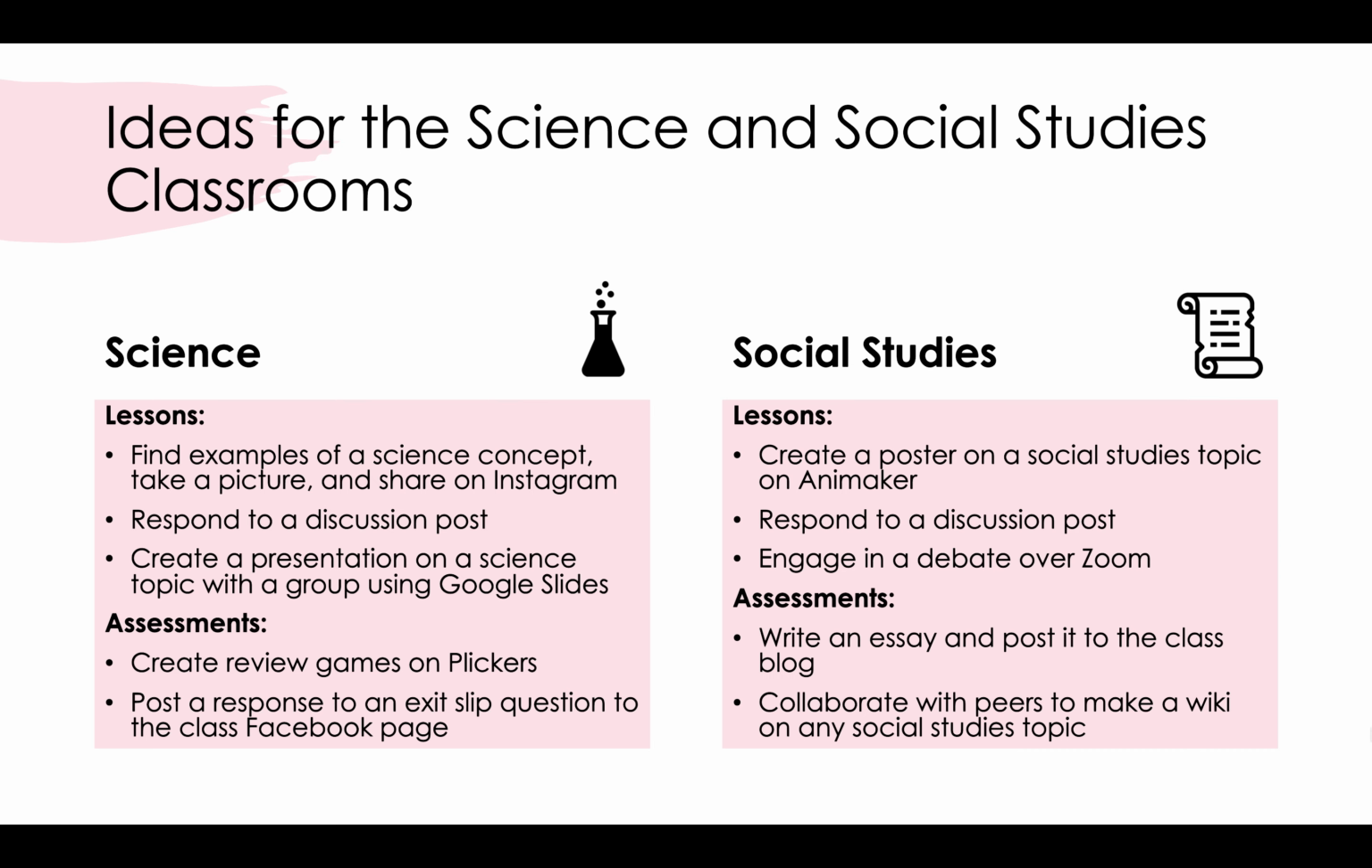In social studies, students could create a propaganda poster when studying World War II, or any type of poster, using an application such as Animaker. Students could respond to a discussion post or engage in a class debate over Zoom. To assess students in social studies, essays could be written on any topic and posted to a classroom blog. Students could also collaborate with peers to become experts on a topic and create a wiki demonstrating their knowledge.